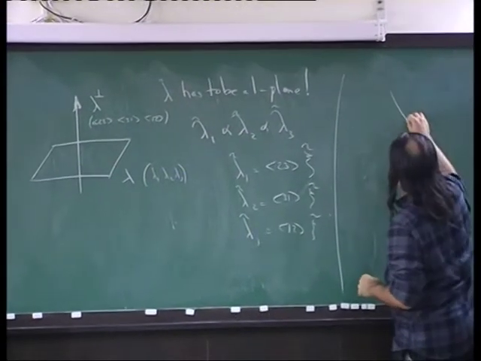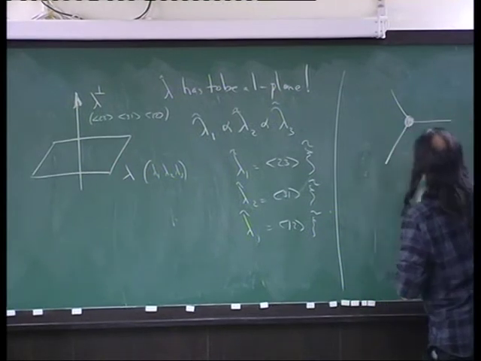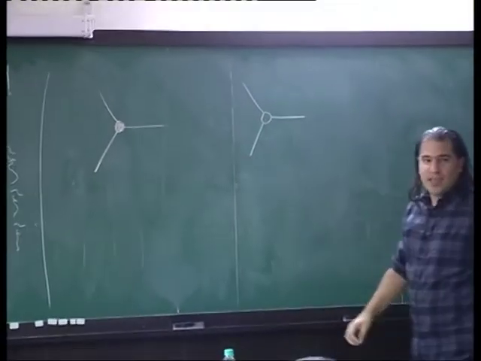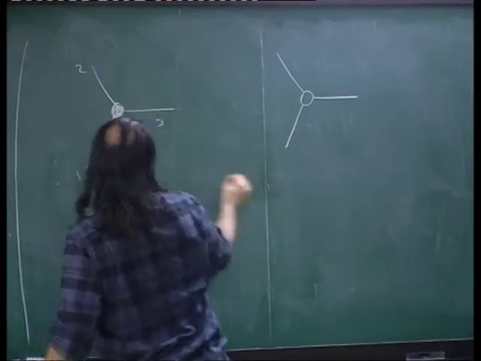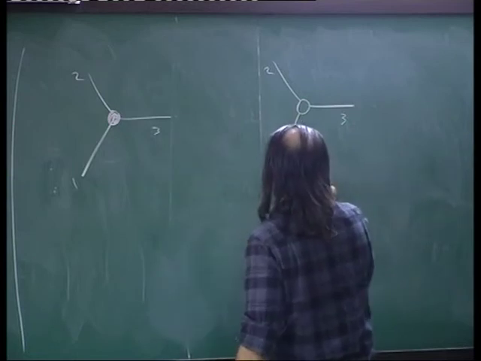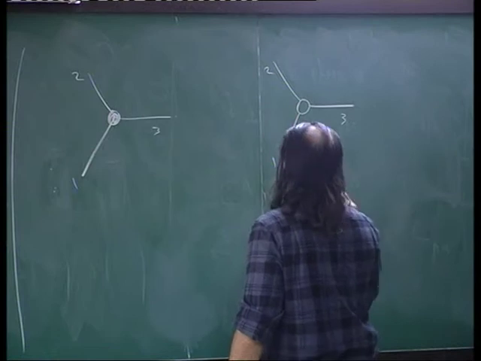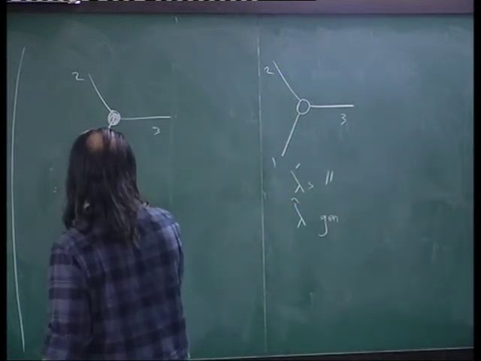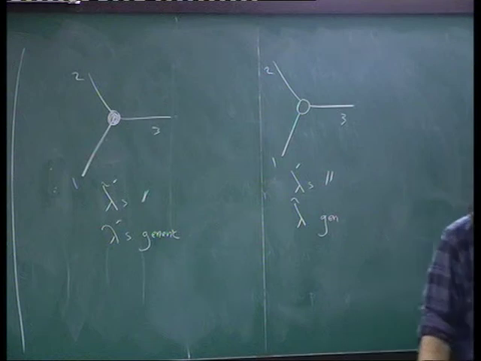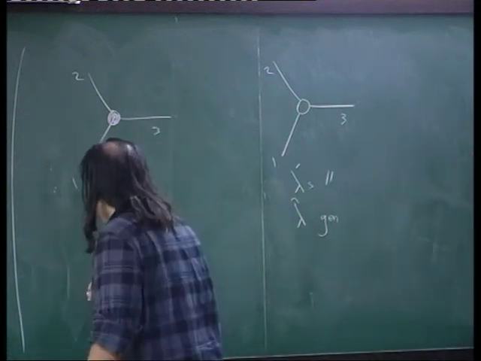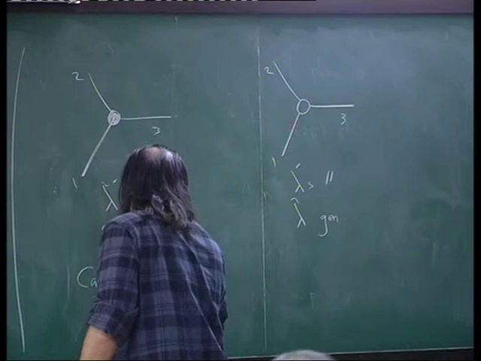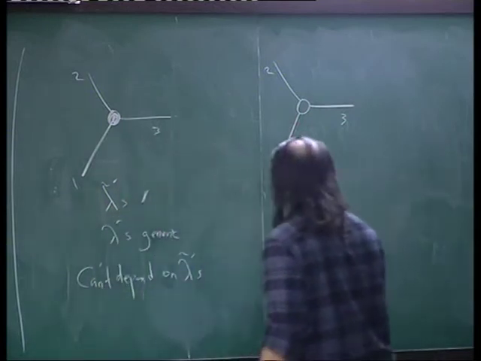So for this reason, there's actually two configurations for momentum for the three-particle amplitude that we can talk about, associated with a black vertex and a white vertex. The white vertex is going to be the one where all of the lambdas are proportional and lambda tildes are generic. And here it's going to be the other way around, where the lambda tildes are proportional and the lambdas are generic. And in this configuration, if we're going to write down an amplitude, it can't depend on the lambda tildes. And here, it can't depend on the lambdas.